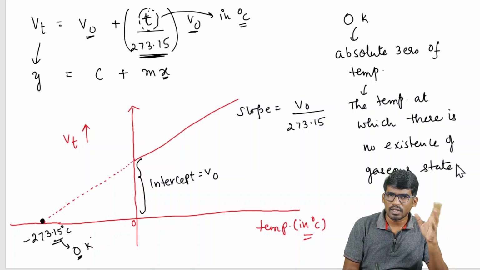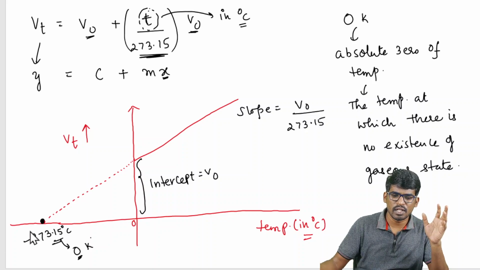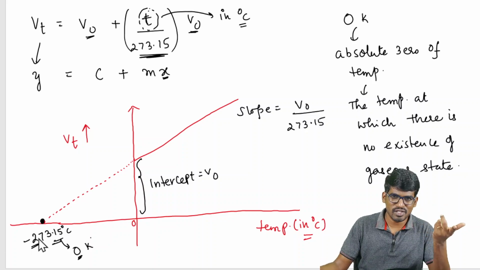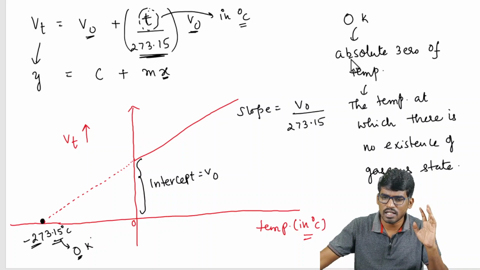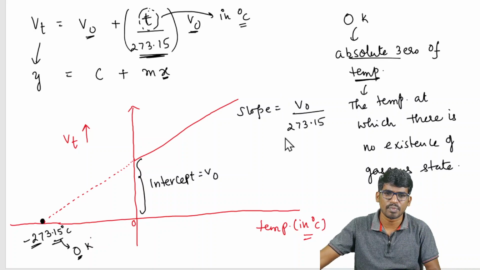Majority of the people commonly have a misconception that the temperature has become negative. Volume and temperature are directly proportional, so volume would be negative. But volume will never be negative. If you think in such a way, that is meaningless. Volume will never be negative, right? So there is no existence of the gaseous state at that temperature. That temperature is called absolute zero of temperature.